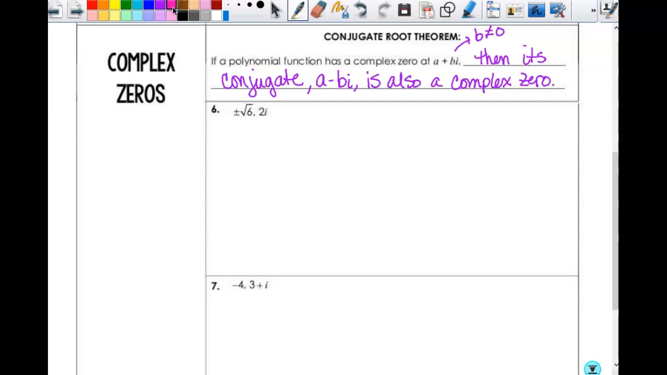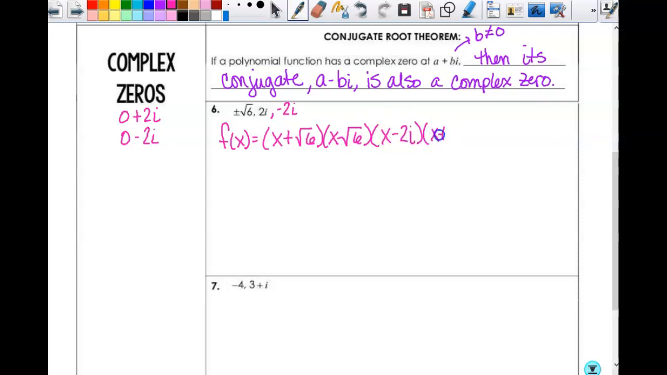So when I look at number 6, I've got plus or minus square root of 6, and then I have 2i. So that's like a would be 0, right? I have 2i, which means negative 2i also has to be a 0, because this 0 plus 2i, the conjugate would be 0 minus 2i. Okay, so we have to add that one in there. So when we write this out then, we get f of x is equal to x plus the square root of 6 times x minus the square root of 6 times x minus 2i times x plus 2i.